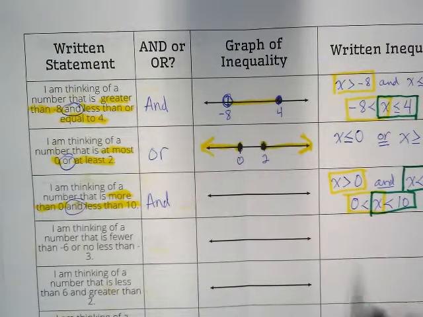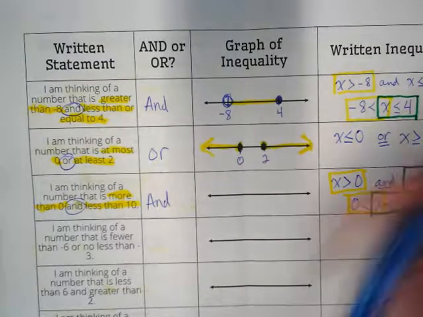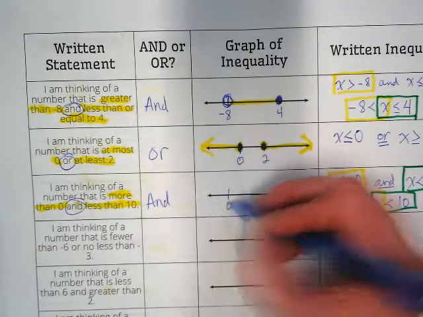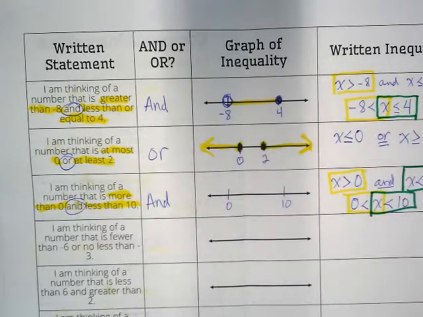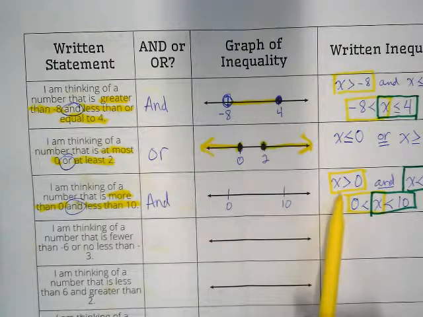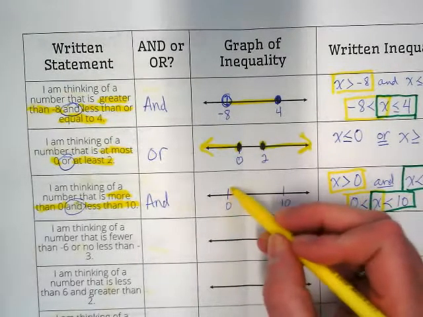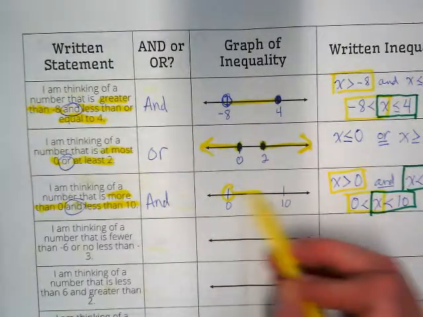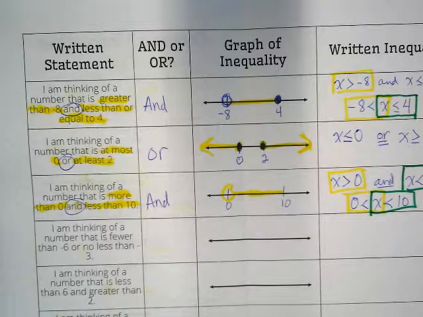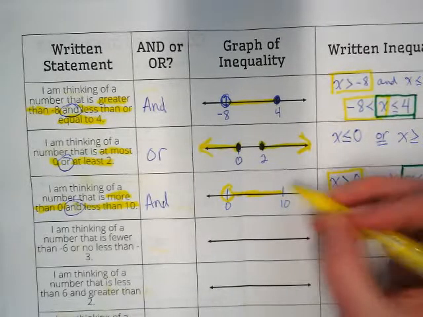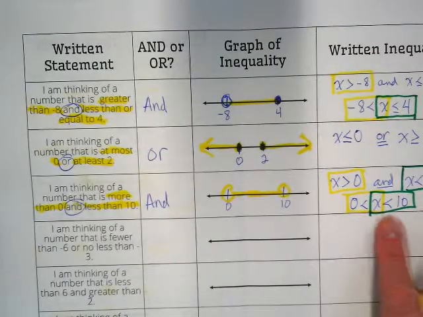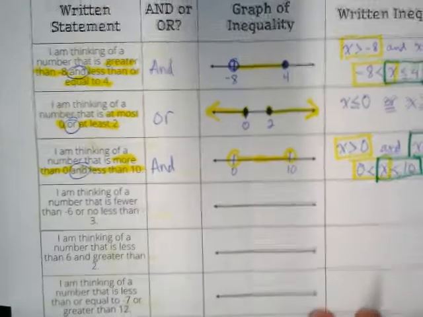And how does that show up on our graph? We do a 0 and a 10. Remember, originally x is greater than 0, so it's going to circle and go to the right. The line doesn't go further than 10 because nothing in this compound inequality is greater than 10. And we're just going to circle this as well. Neither one of these has an or equal to.